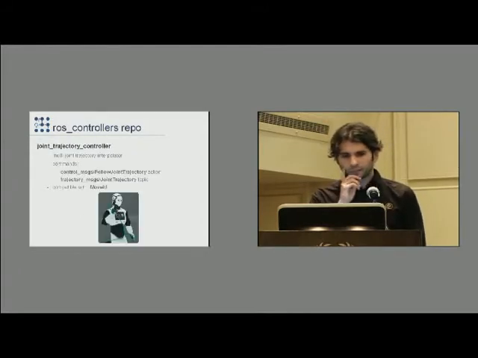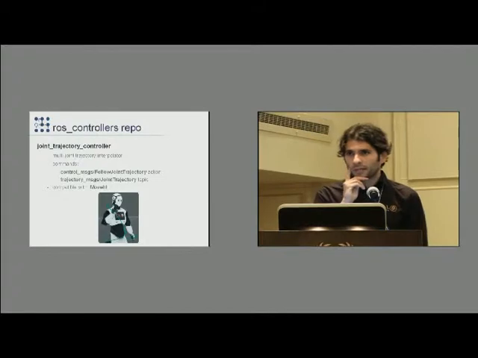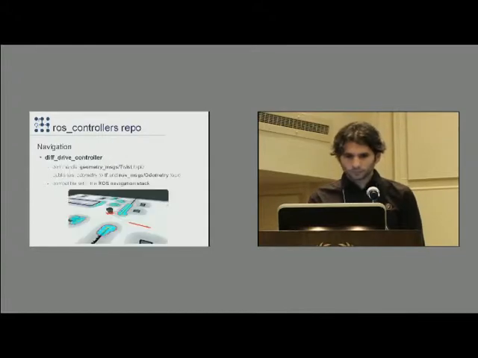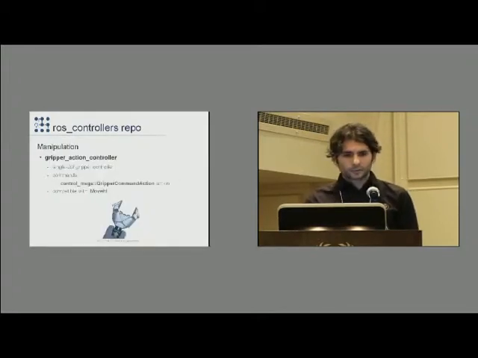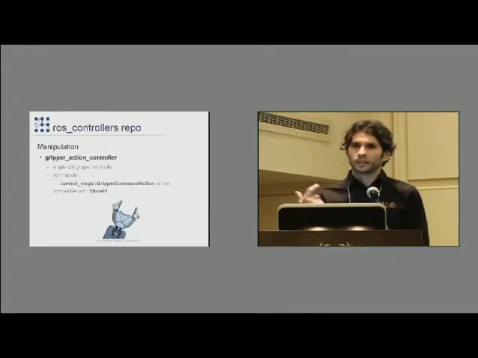And then there's this one, which is called the joint trajectory controller. It's a general purpose controller in the end, but it's mostly used for manipulation because it implements the action interface that MoveIt is expecting in the default ROS bindings. Then for navigation, there's a diff drive controller, which exposes a ROS interface that is compatible with the ROS navigation stack. And for manipulation, there's a gripper action controller, which implements a single degree of freedom gripper controller. It also implements an action that is, again, compatible with MoveIt.